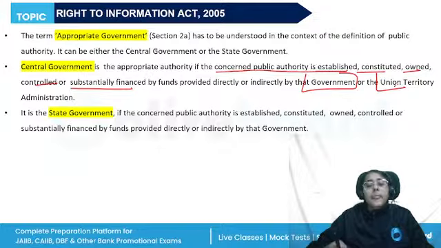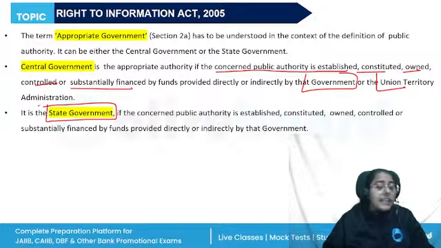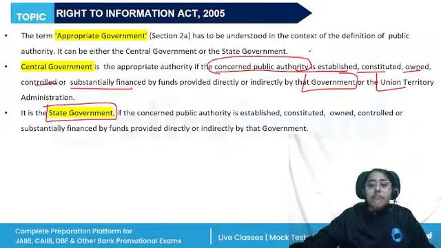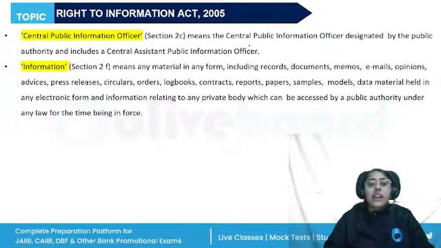So any company or public authority which is under the supervision and monitoring of, or established or financed by, the central government or the union territory government, will be termed as the central government. And if any public authority is established, constituted, owned, controlled, or financed by funds directly or indirectly by the state government, then we are referring to the appropriate government as the state government. So whether we are talking about the central government or the state government will depend upon the concerned public authority, whether it is under the central or the state government.